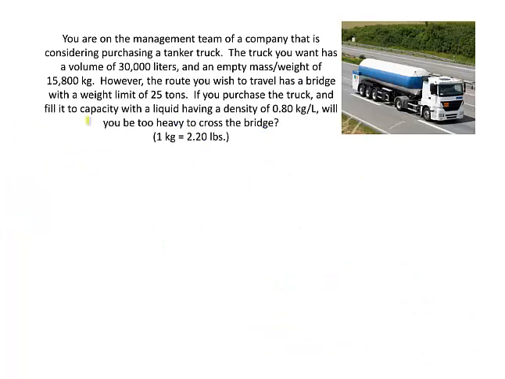Let's take this idea of density and see if we can apply it to a situation that you might encounter at some point in a field which is peripherally connected to chemistry. So for example, you are on the management team of a company that is considering purchasing a tanker truck. The truck you want has a volume of 30,000 liters and an empty mass of 15,800 kilograms. However, the route you wish to travel has a bridge with a weight limit of 25 tons. If you purchase the truck and fill it to capacity with a liquid having a density of 0.80 kilograms per liter, will you be too heavy to cross the bridge? 1 kilogram is equal to 2.2 pounds.